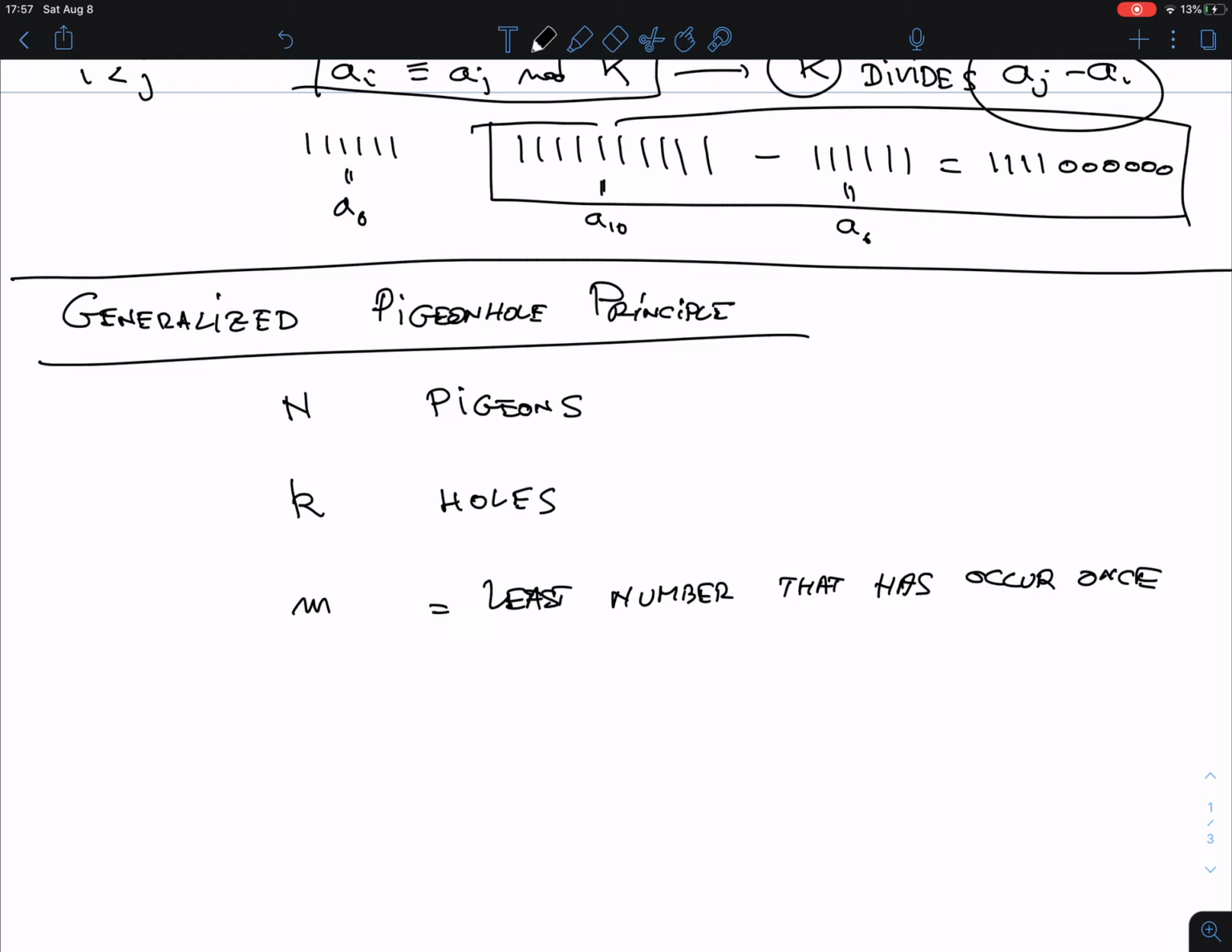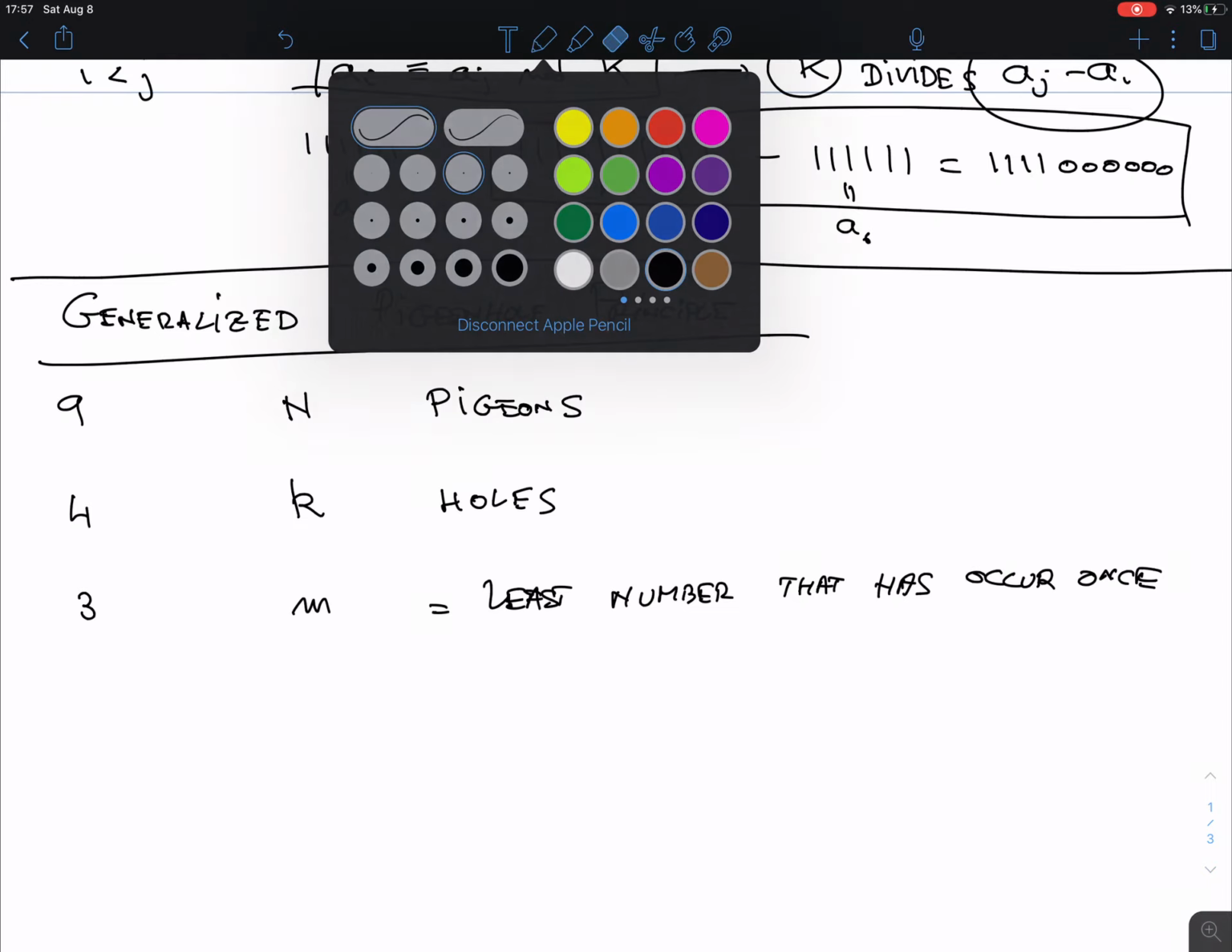Okay, I have to have at least once that has that many in there. So in our previous case, n was 9 pigeons. I had 4 holes, and the conclusion was there were at least 3 in one hole. Let's phrase it with our holes.